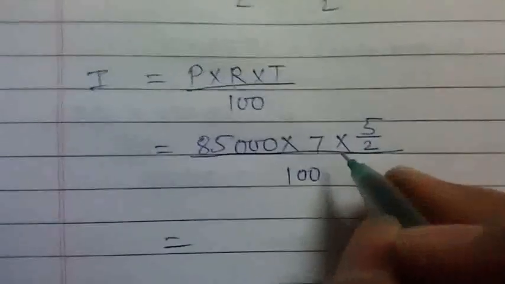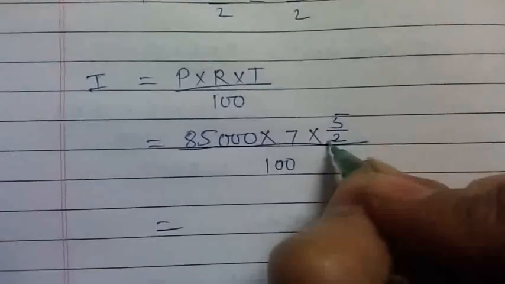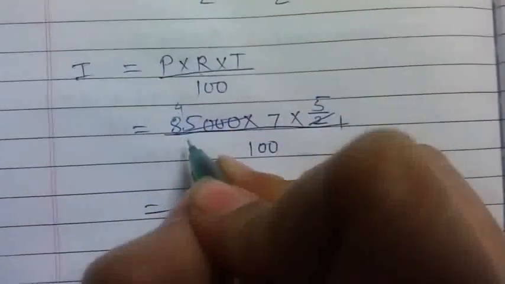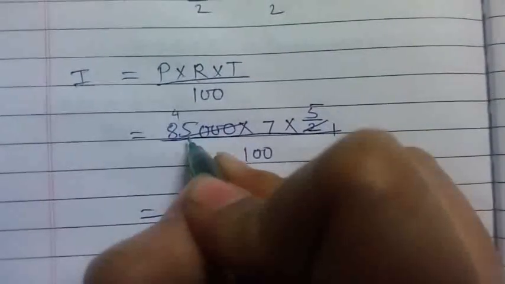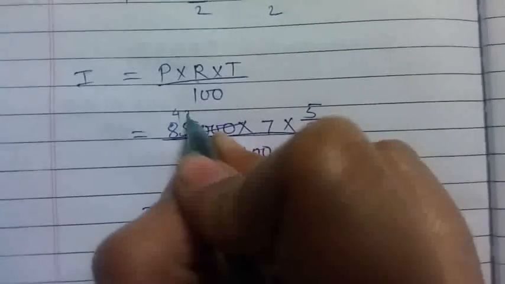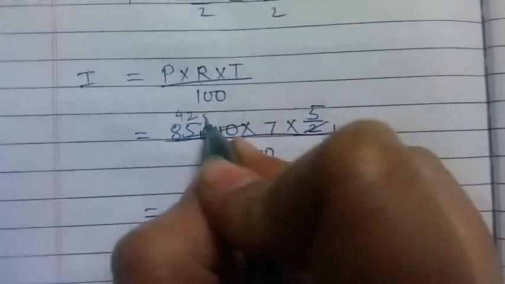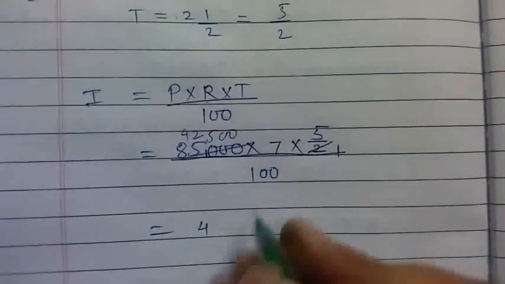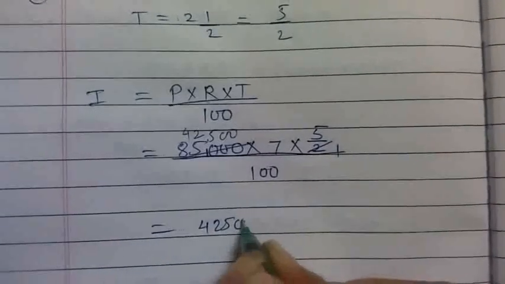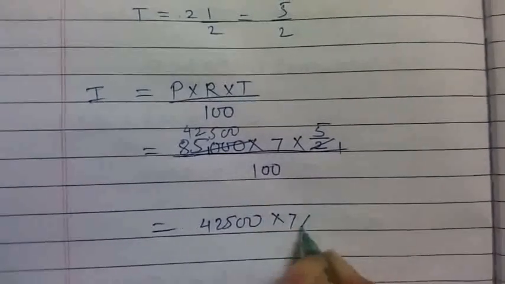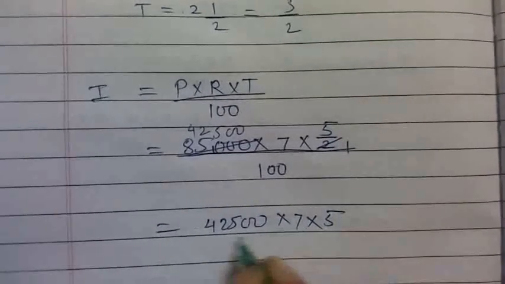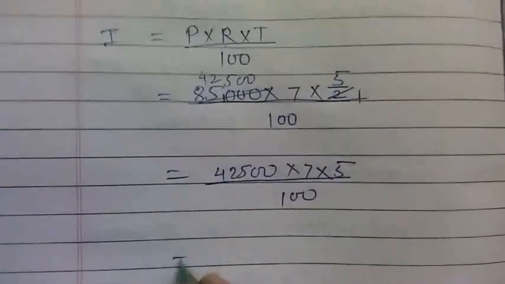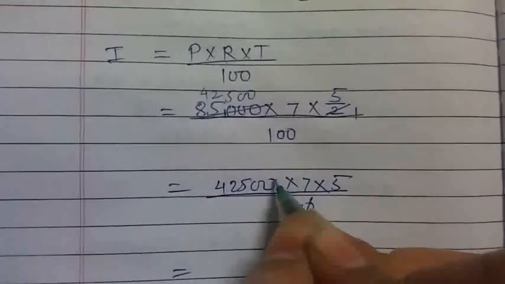Now you can divide 85,000 by 2. See here, 2 1s are 2, 2 4s are 8, 2 2s are 4. Now here 1, 2 5s are 10 and these 2 zeros as it is, means 500 multiplied by 7 multiplied by this 5 upon 100. This 2 zero and this 2 zero will get cancelled.